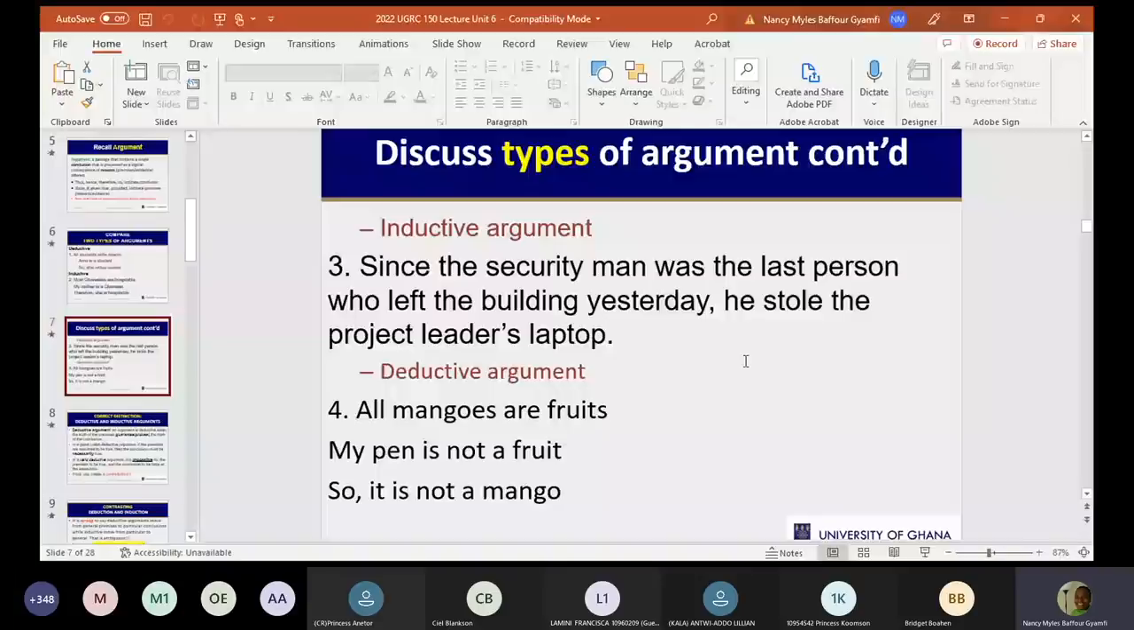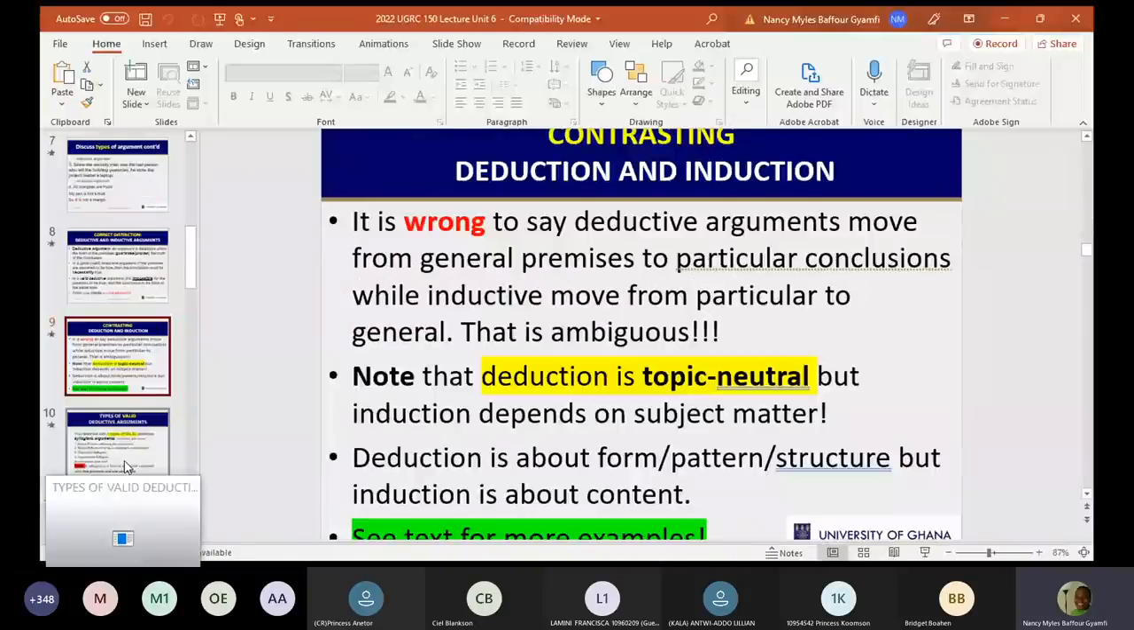Then we revised our deduction and induction again. Look at this one too. What we shouldn't say: we said deduction doesn't look at the content. And then we said, I don't say that one moves from general to particular, while the other moves from particular to general. It doesn't make a good contrast between deduction and induction.